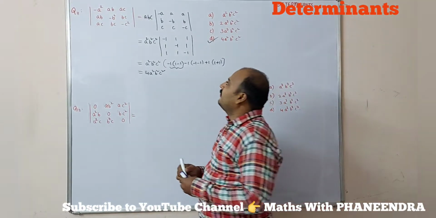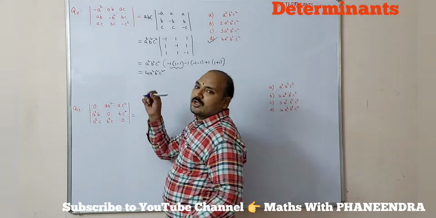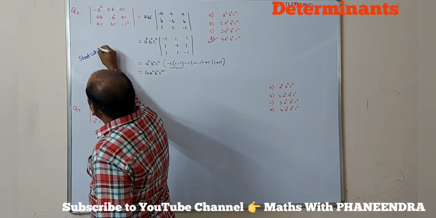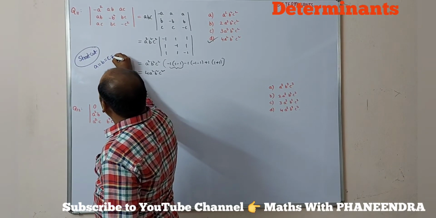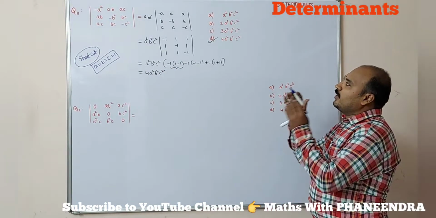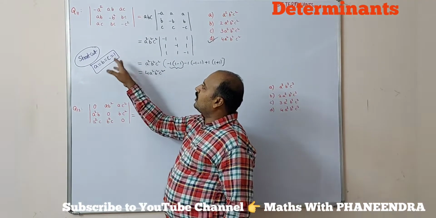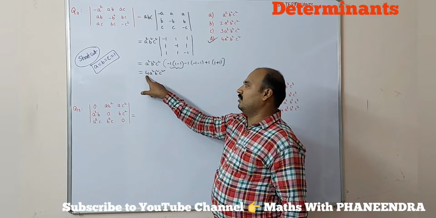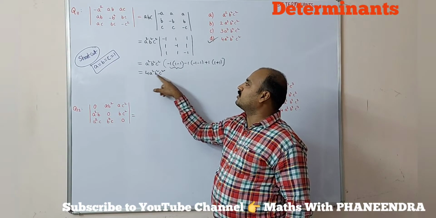Dear student, whenever questions like these are there, without loss of generality, you can take the shortcut trick. Take a is equal to b is equal to c is equal to 1 and do it. If the LHS value and RHS value are the same, then it's the answer. With a equal to b equal to c, 4 into 1 square into 1 square into 1 square, so 4.